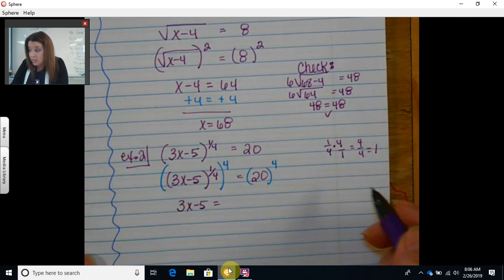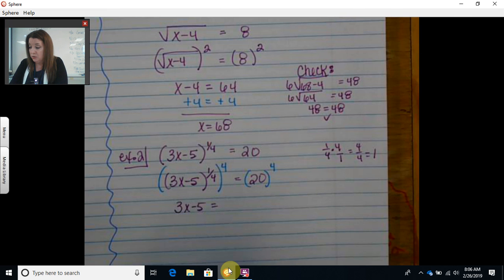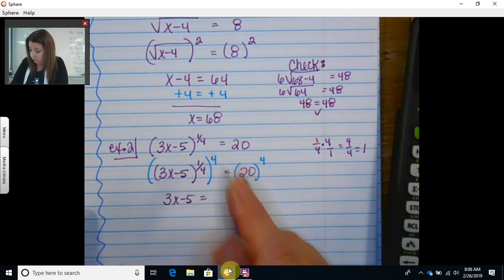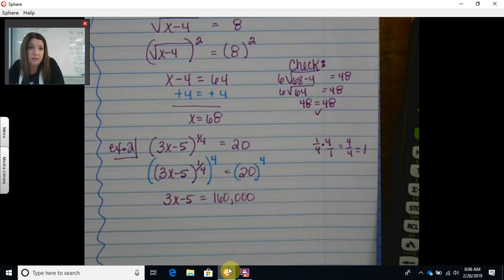Now 20 raised to the 4th means 20 times 20 times 20 times 20. So 20 raised to the 4th power, 160,000. Now a lot of students will go, okay, something's not right because I think my number's too big. It's not. You can get big numbers.